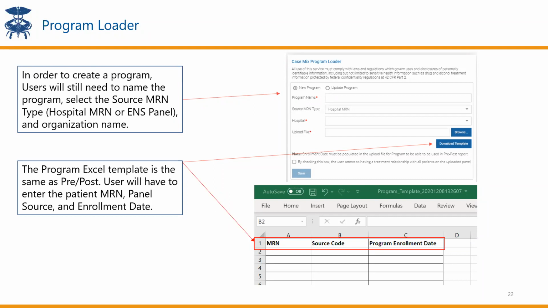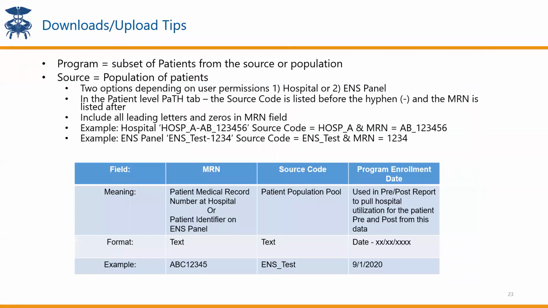It gives you an Excel file that contains 3 different columns: MRN, source code, and program enrollment date. On this slide, I'll cover what those 3 fields mean. I first want to start with what I mean when I say program. This is a list of patients that is a subset from the source or the population that you're looking at. You have 2 different options for what that source is, depending on your user permissions. It can either be a hospital or an ENS panel.